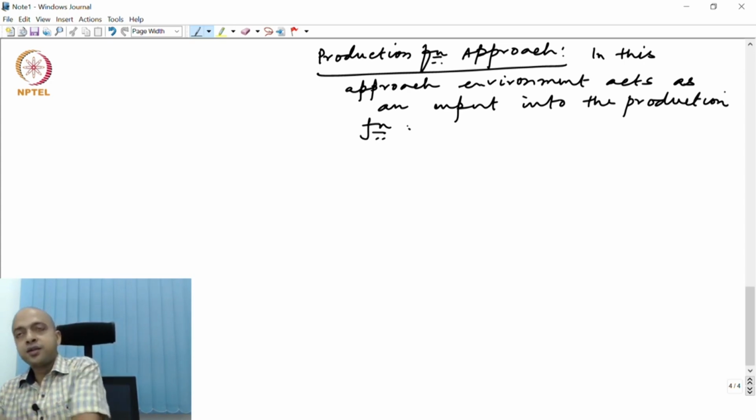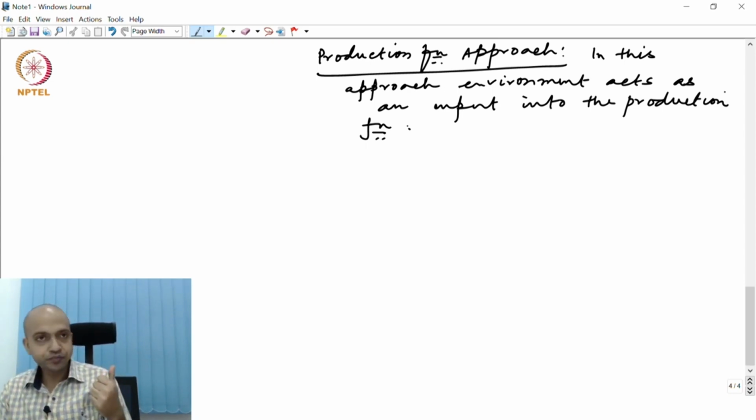And in the travel cost method, we calculate the total amount of money the consumer or respondent spends to enjoy the natural beauty of a particular site. And in the production function approach, the environment acts as an input in the production function. So by estimating the production function, we can calculate the economic value of the environment.